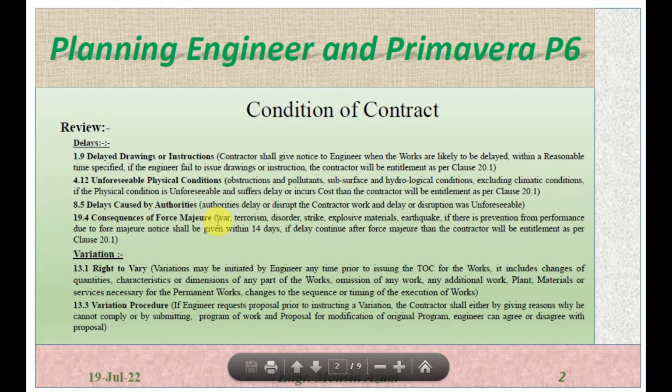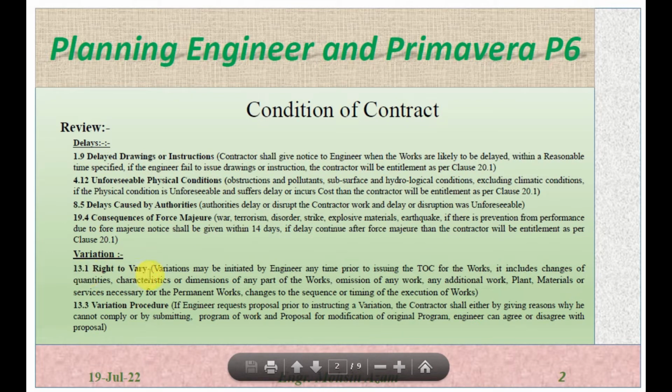Consequences of force majeure, 19.1. What is actually force majeure? Force majeure is war, terrorism, disorder, strike, loss of material and earthquake. If there is a prevention from performance due to force majeure, notice shall be given within 14 days. If the delay continues after force majeure, then the contractor will be entitled as per clause 20.1.